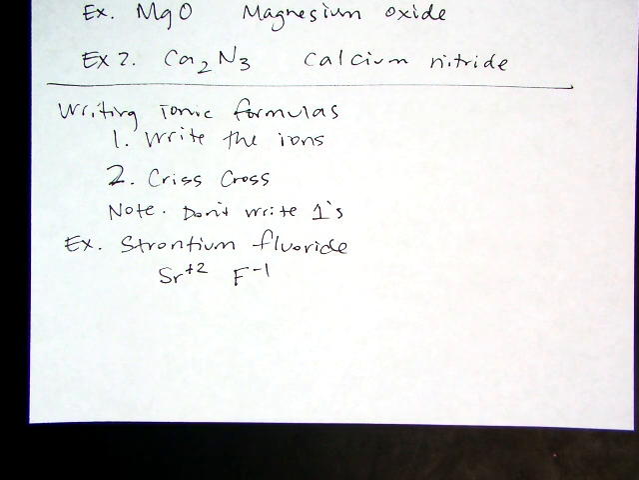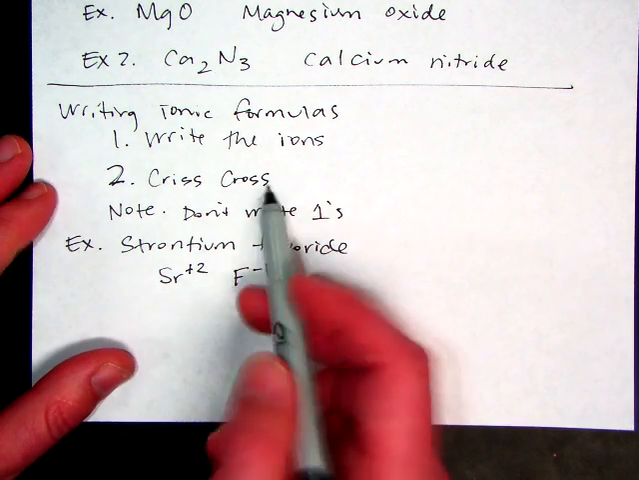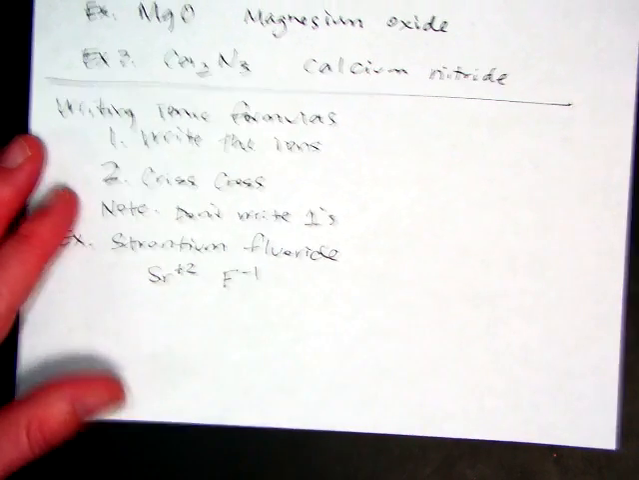Eventually you can do this part in your head, and you won't need to write all this out, but I would suggest for today it's probably a good idea to write it out. The crisscross is very simple. Take this 2. Well, no, back up.